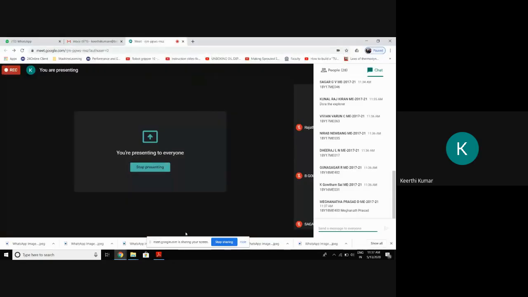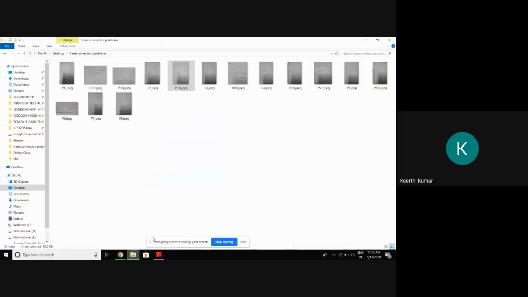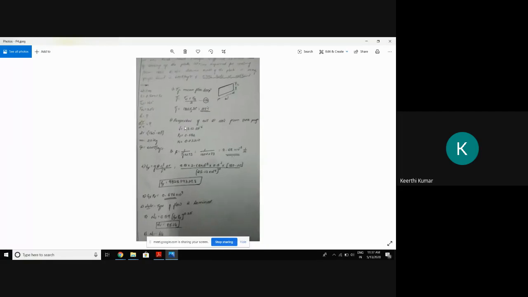Hoping that you understood the third problem. Any issue with the first 3 problems? Hello? Okay. Hoping that you understood, I'll go with the 4th one. I'll go for the next problem.